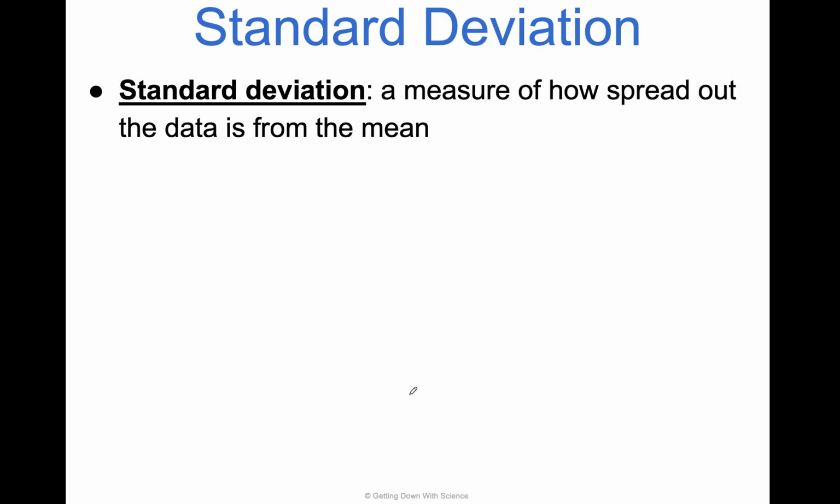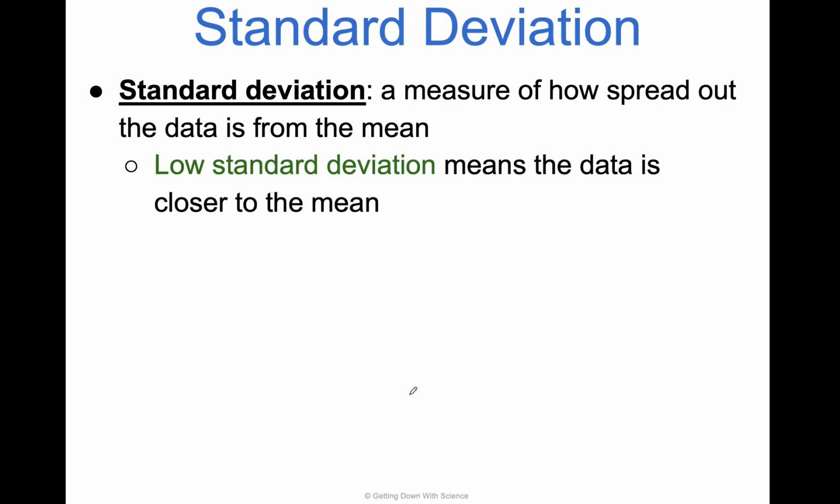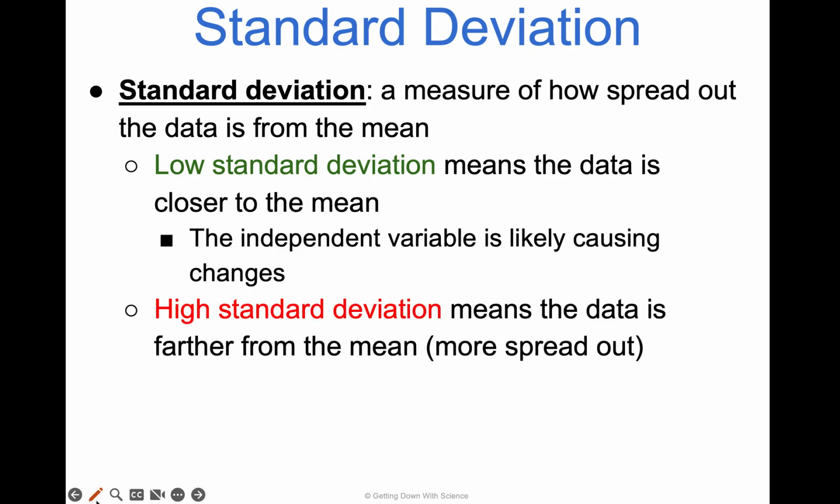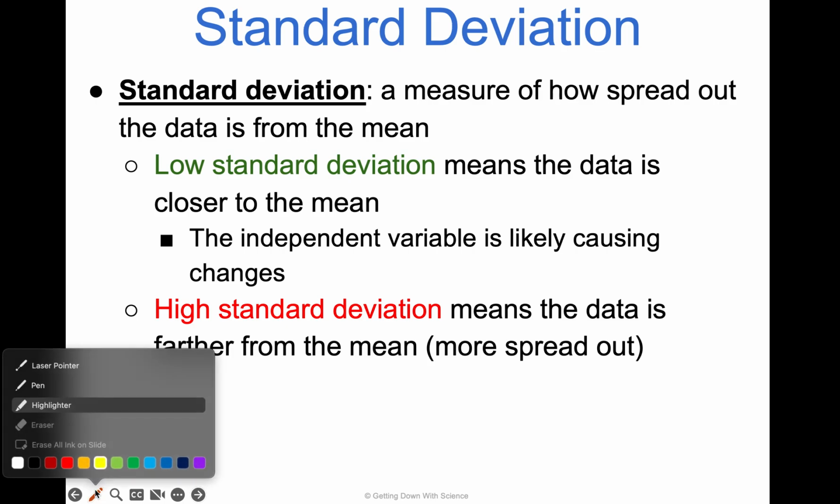Great. So, standard deviation is something that we've mentioned a few times already. Let's talk about it. So a standard deviation is a measure of how spread out the data is from the mean. So a low standard deviation means the data is closer to the mean, and the independent variable is causing the changes. High standard deviation means the data points are more spread out.